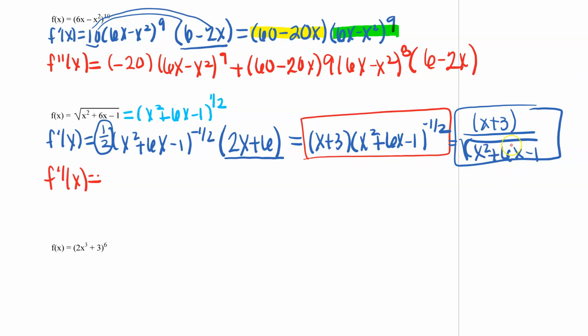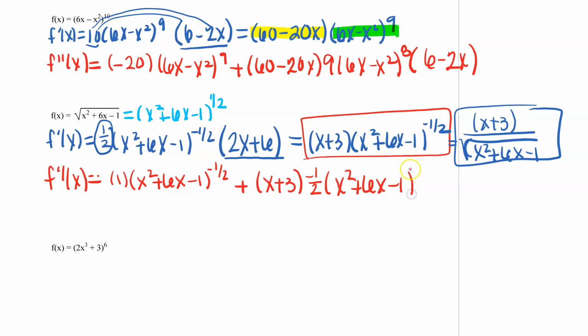Now this one's going to do product rule, or this one would do quotient rule, but they would all pan out to be the same thing. So I'm going to work with here and do product rule again. So I'm going to do derivative of the first times the second plus the first times the derivative of the second, which would be negative 1/2 x squared plus 6x minus 1 to the negative 3/2. Be careful with those fractions, times the derivative of the inside, which is 2x plus 6.